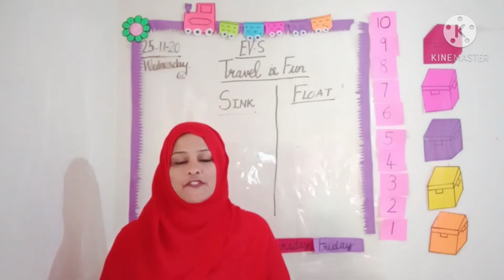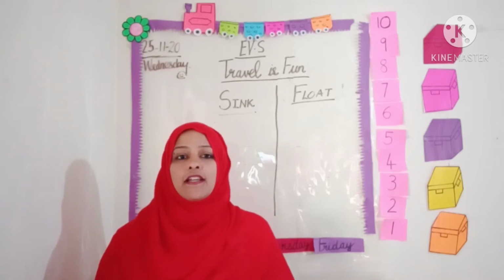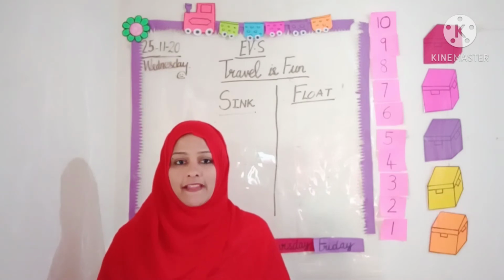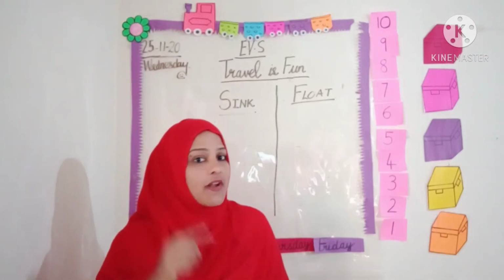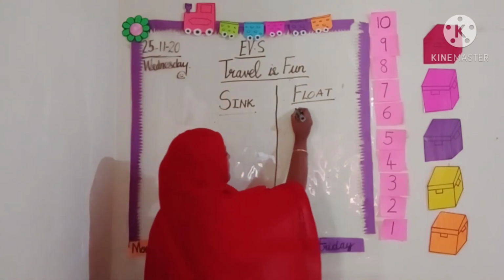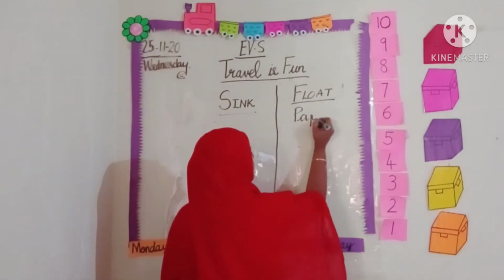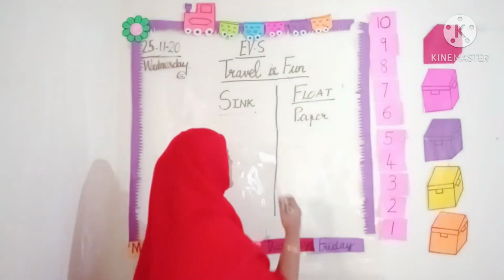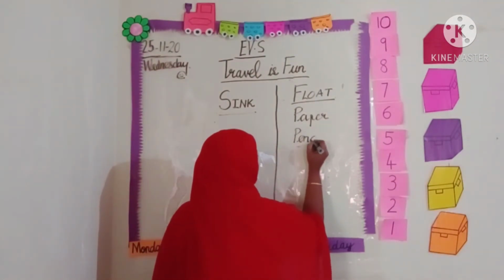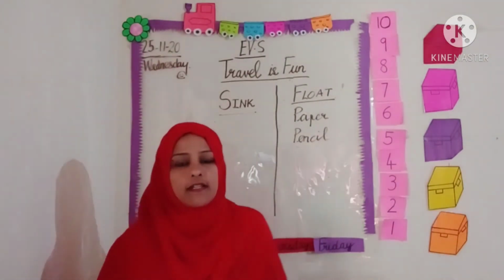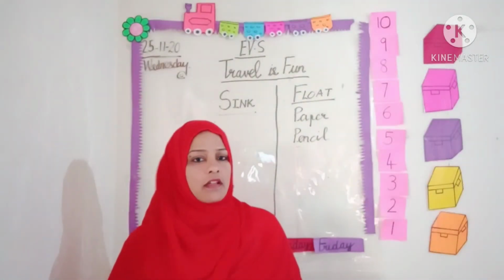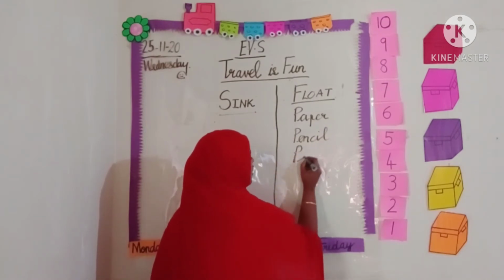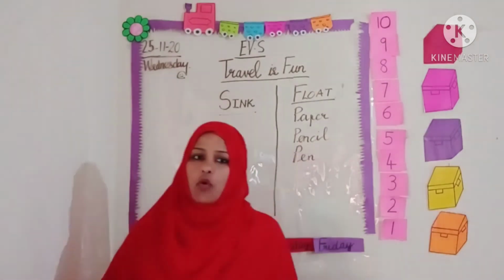Okay, so let's recall some objects we saw that floated in the water. Can you think and tell me? That's right. A paper floats in water. What else? That's right. Pencil. A pencil also floats in water. What else? That's right. A pen with a light weight also floats in water.